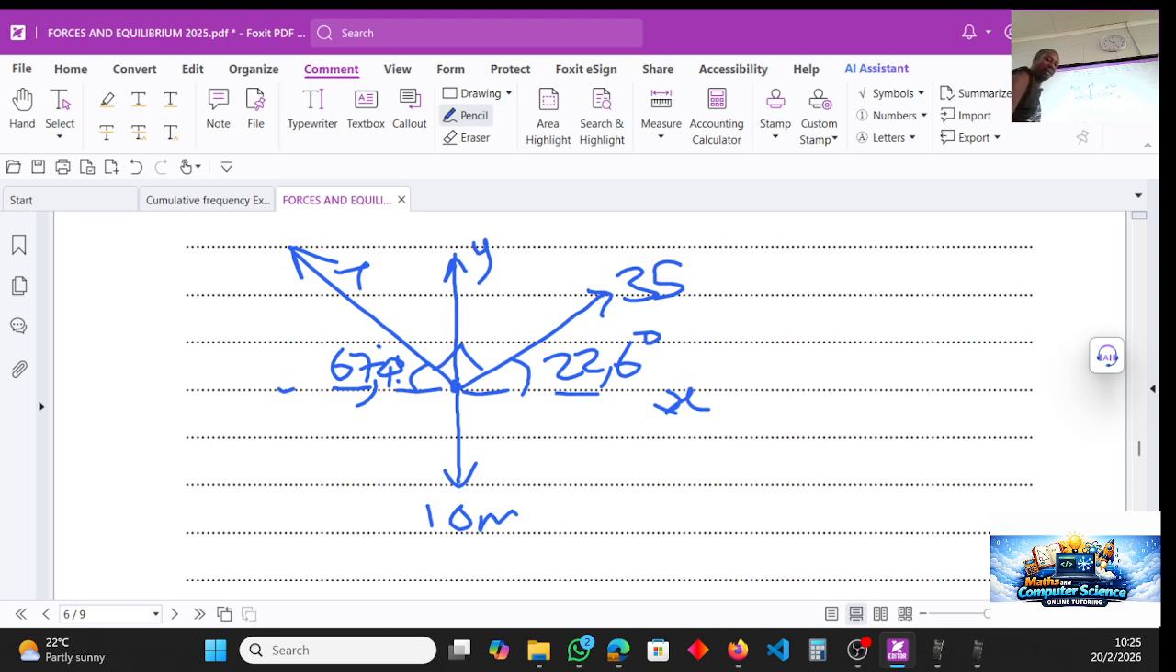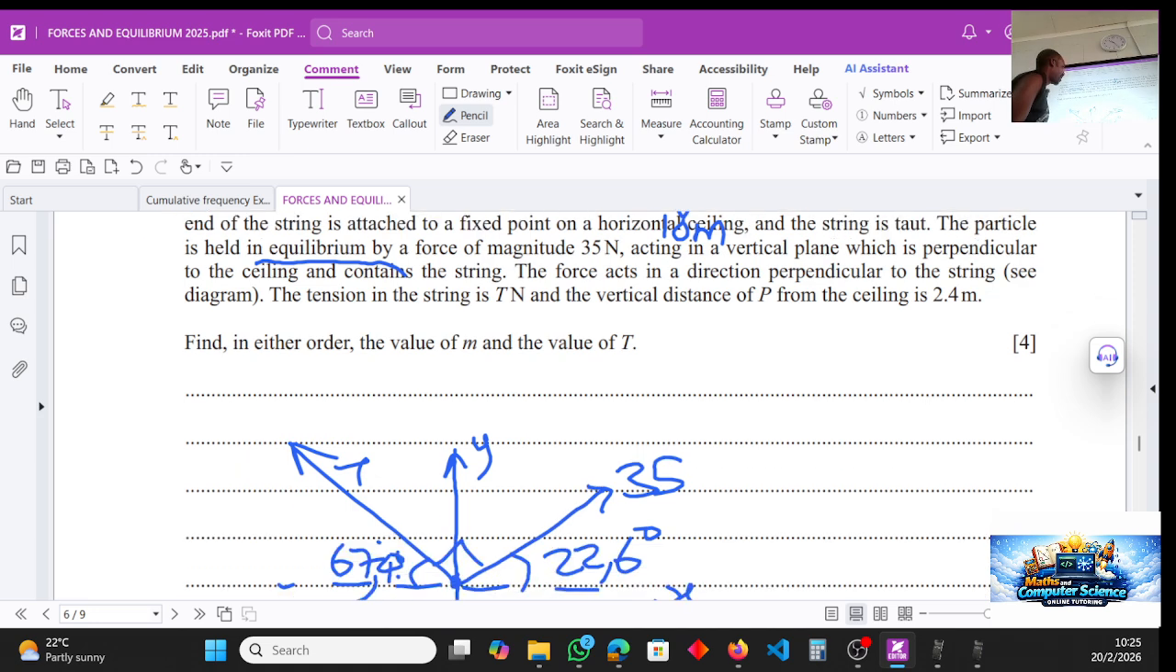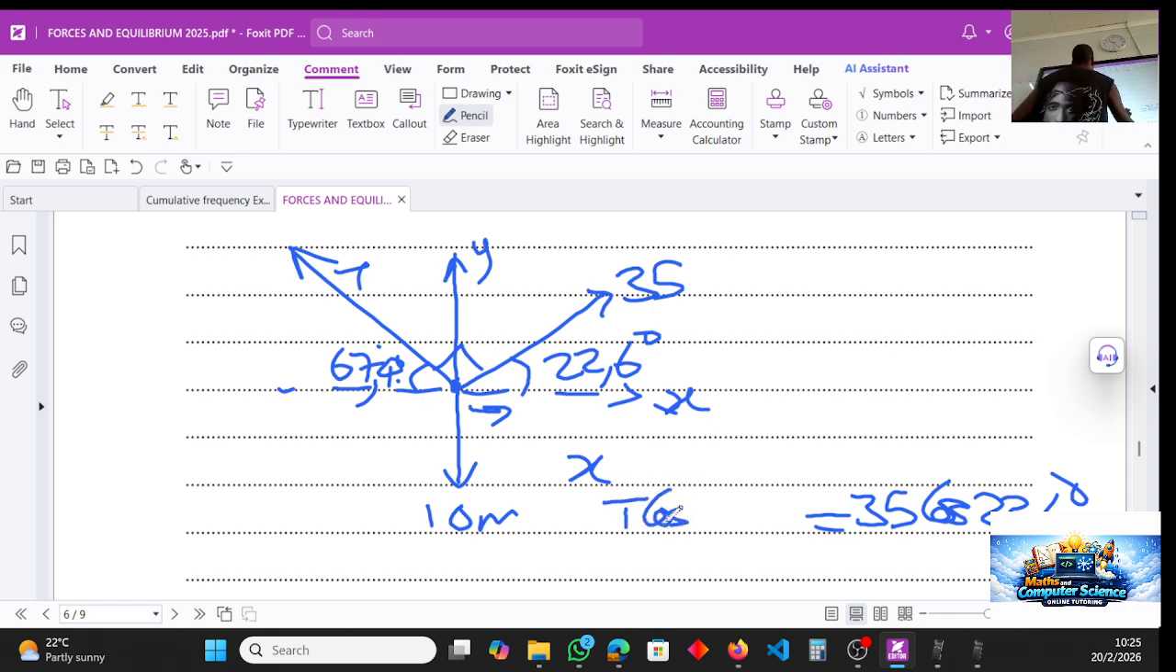So what I'll do is check from the information: is the system in equilibrium? We are told the system is in equilibrium. So there's a balance between the left and right sides in both the x and y directions. Let me start with the x. What do I get on the right side? The right side I mean this direction, so I'll only have this component, which is going to be 35 cos 22.6 degrees. What about the left side? The left side is T cos 67.4 degrees. That's all that I have in the x.